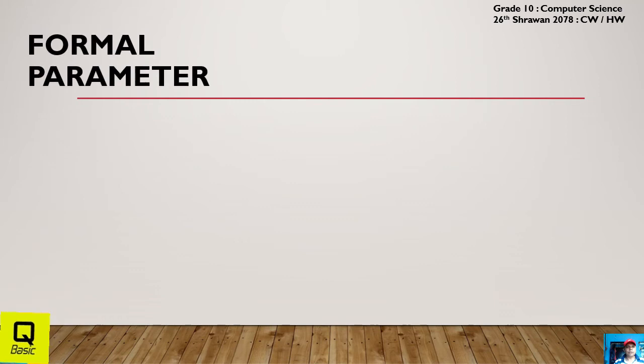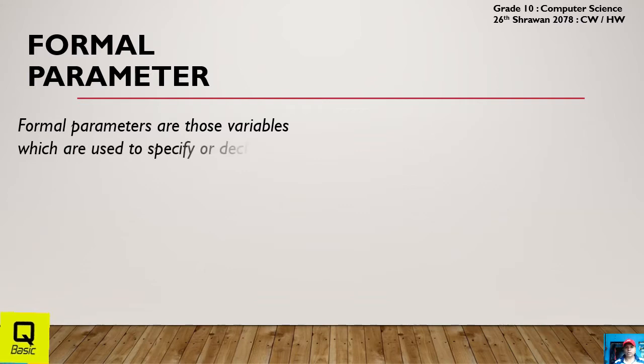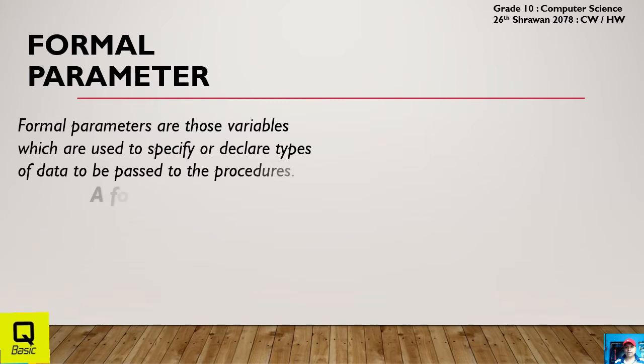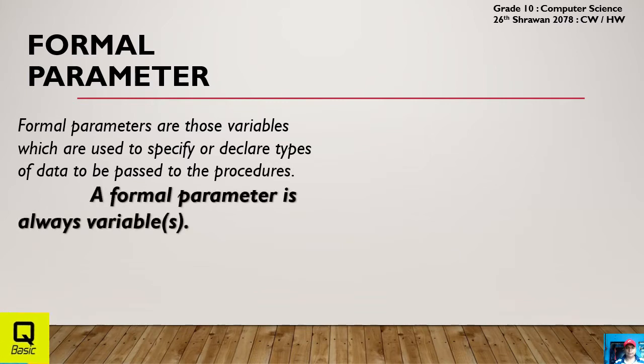So here, formal parameter. Formal parameters are those variables which are used to specify or declare types of data to be passed to the procedure. A formal parameter is always a variable.